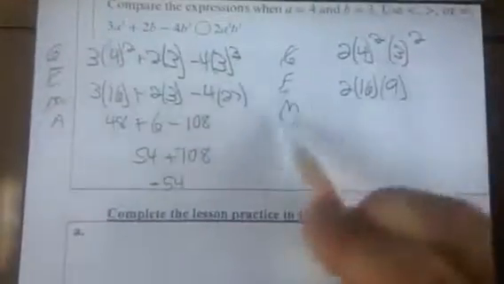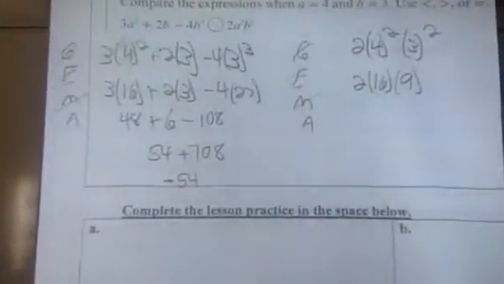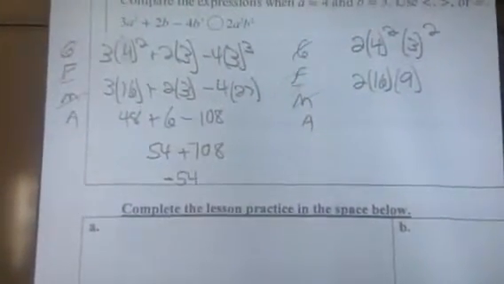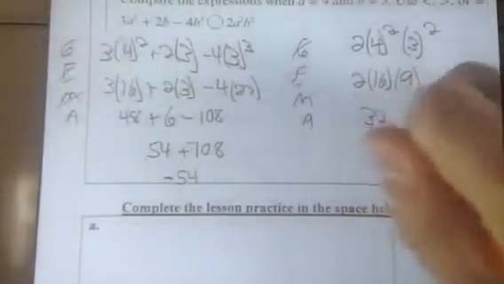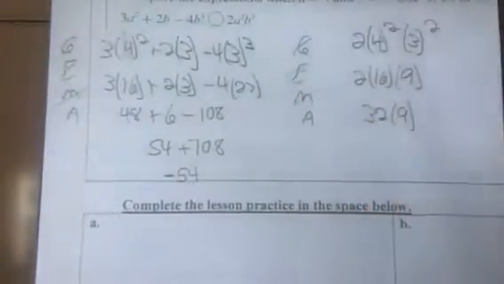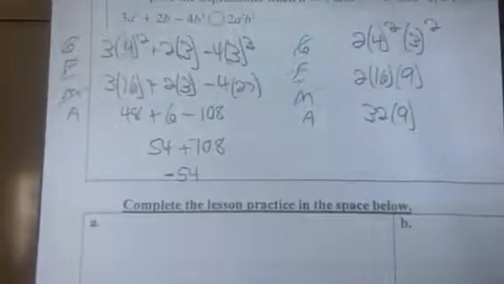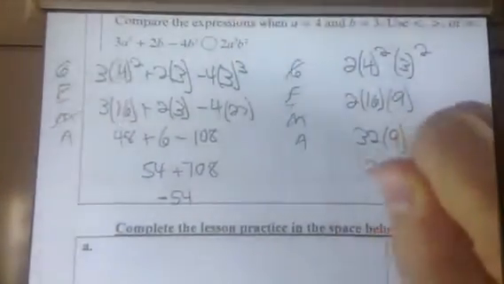All I have now is multiplication from left to right. So 2 times 16 should give me 32, times 9. 32 times 9 should give me 288. So all I've got here is negative 54 from the first expression, which is going to be less than a positive 288. So my final answer is there. I can fill it in right there, and that is all.